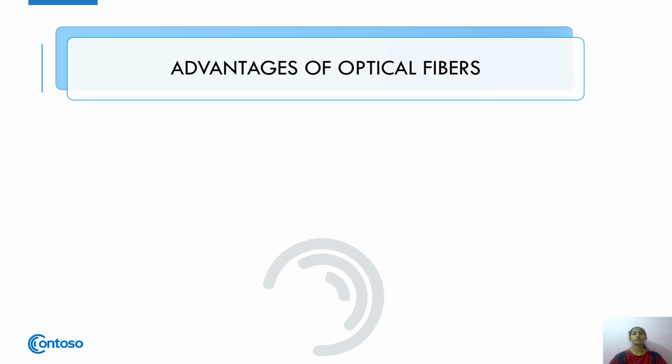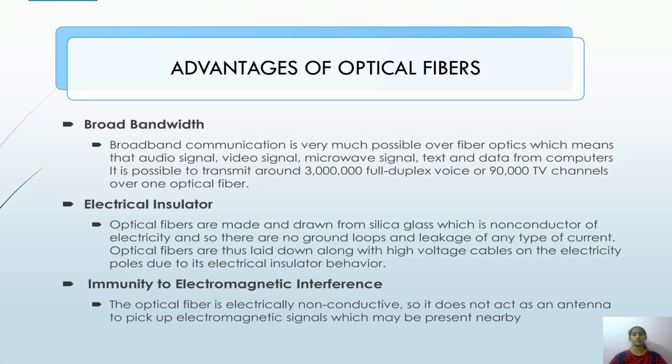So let's know about the advantages of optical fibers. Broad bandwidth. Broadband communication is very much possible over fiber optics, which means that audio signals, video signals, microwave signals, text and data from computers can be carried. It is possible to transmit around 3 lakh full duplex voice channels or 90,000 TV channels over one optic fiber.